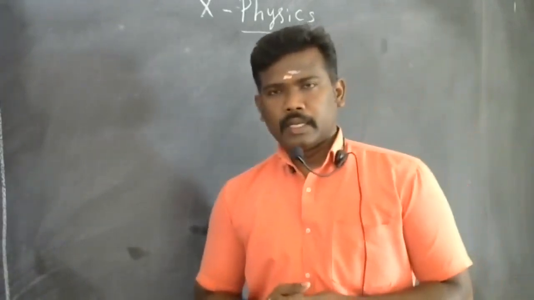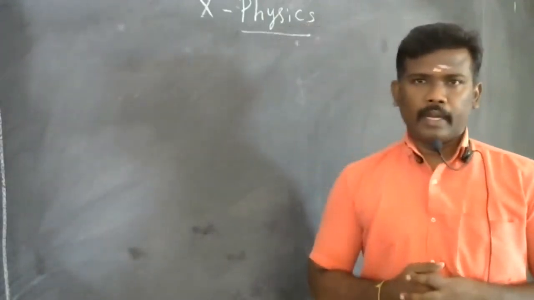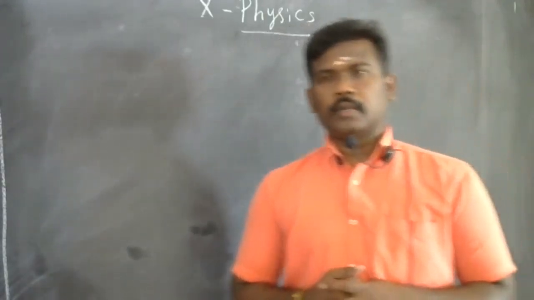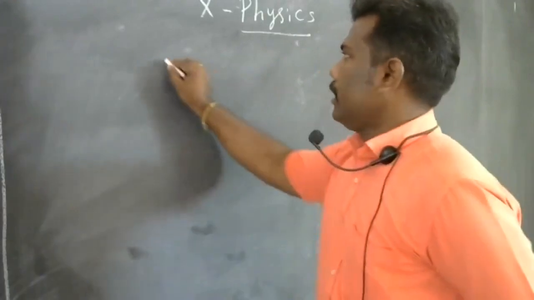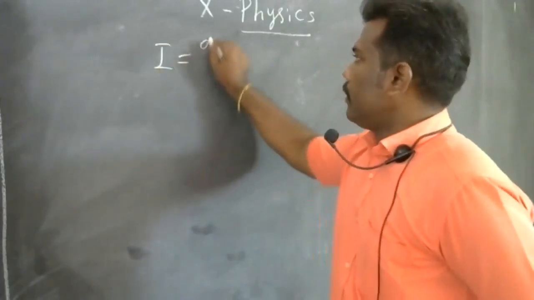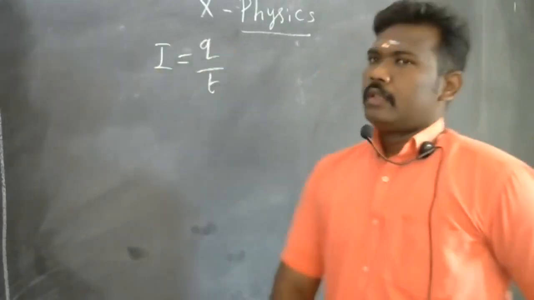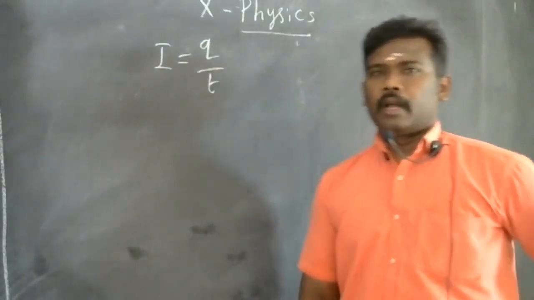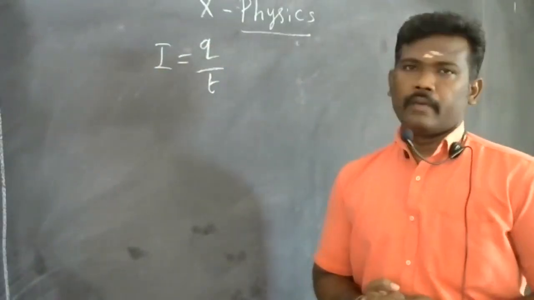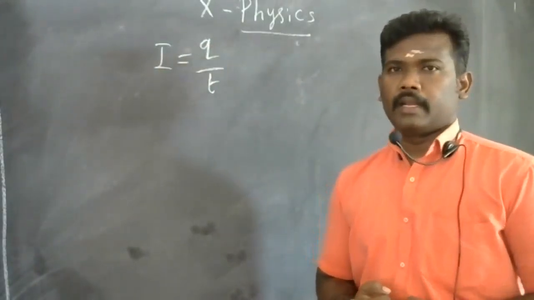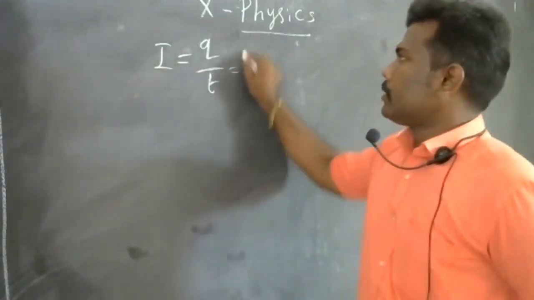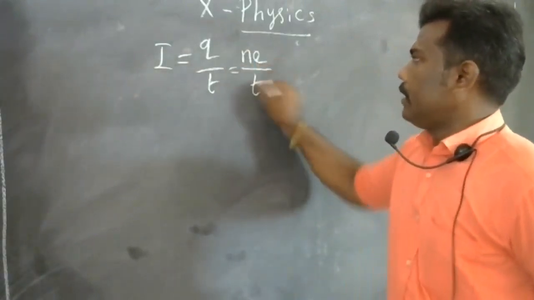Electric current is nothing but the rate of flow of electric charges, and we also know the formula for that. I is equal to Q divided by T. Some numerical problems ask for this formula, and we use it directly. Sometimes we use the formula like this: Ne divided by T.